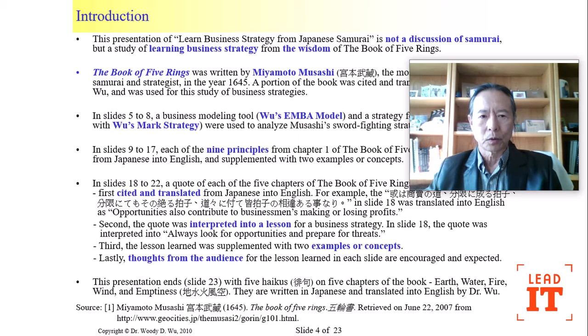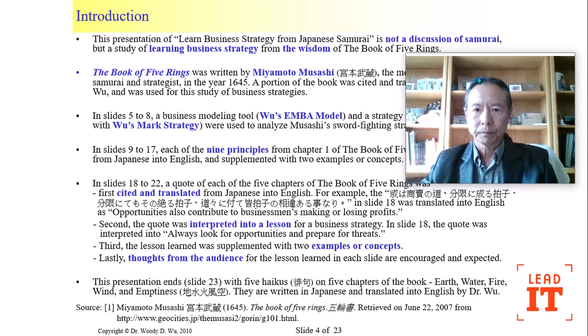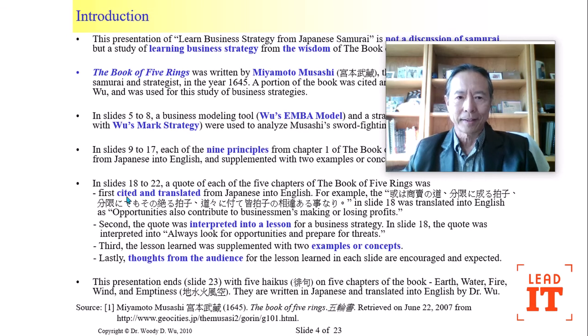Slides 18-22 show five lessons learned from the Book of Five Rings, with the quote. First, the cited translation, for example, talks about opportunities also contributing to businessmen's making or losing profit. Second, the quote was interpreted into a lesson. In the slide, the quote is interpreted into: always look for opportunities and prepare for threats.